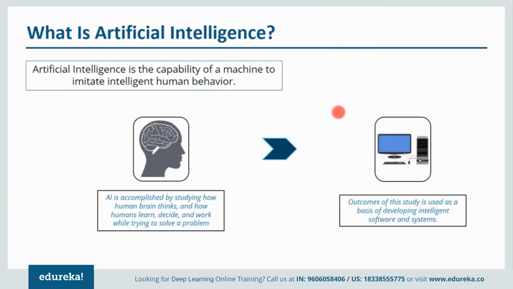Basically, we want systems and software in such a way that they can imitate human behavior. Artificial intelligence is accomplished by studying how the human brain thinks and how it learns, decides and works while trying to solve a problem. Then we use the outcome of this study as the basis for the development of intelligent software and systems. So our major goal is to have systems or software that can imitate human behavior: the way they think, the way they decide, the way they solve a problem. In a similar fashion, we want our machines to do that. So this is basically artificial intelligence in a nutshell.